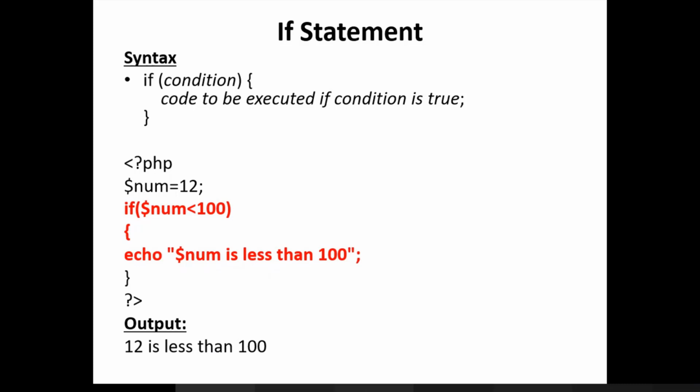So our number is 12. 12 is less than 100. So in the output, we get 12 is less than 100, because our number 12 is less than 100. So this condition becomes true, and hence the set of code gets executed. Echo displays the value onto the screen. The value 12 is placed in num, and the output we get is num, that is 12. So, 12 is less than 100.